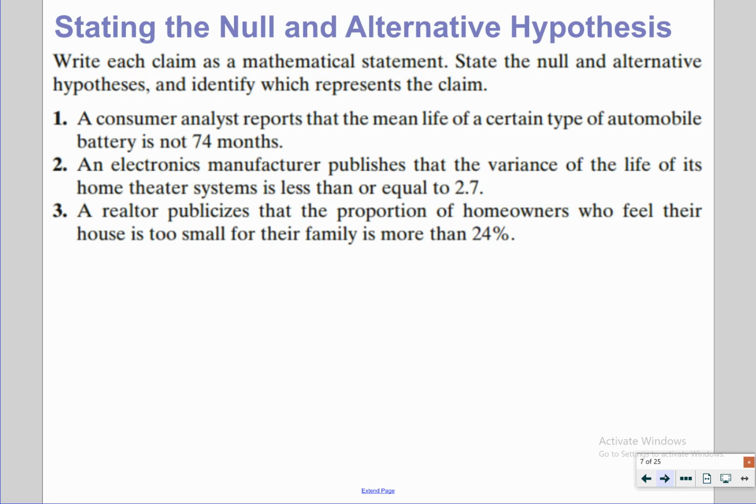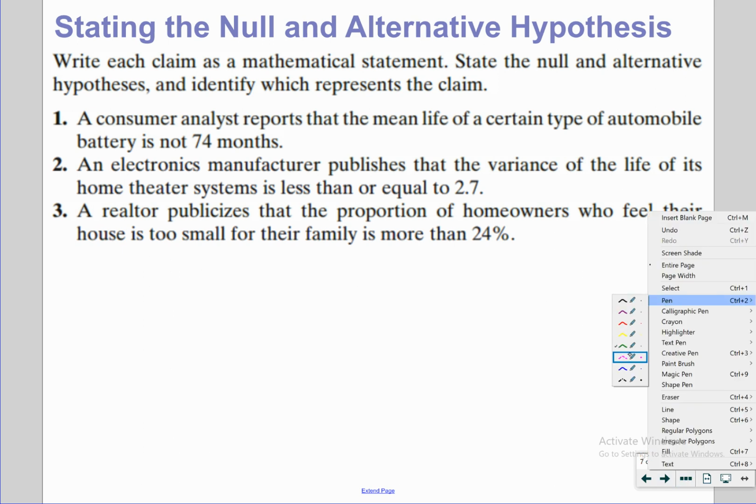All right, so let's practice. It says, write each claim as a mathematical statement, state the null and alternative hypotheses, and identify which of the two represents the claim. Okay, so we're looking for those key phrases. A consumer analyst reports that the mean life of a certain type of automobile battery is not 74 months.